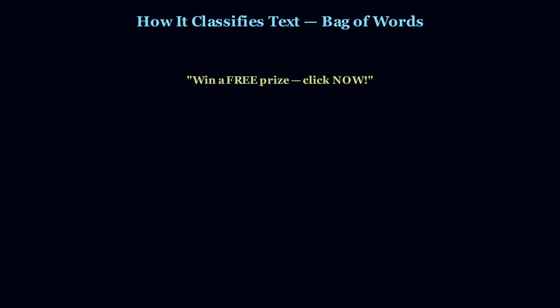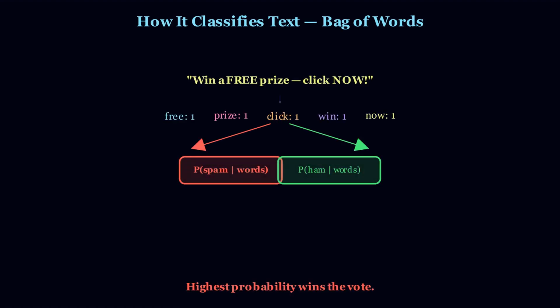So how does this actually turn into a spam filter? Every message becomes a bag of words, just word counts, order thrown away. For each class, naive Bayes learns how often every word tends to appear. A new message shows up, count its words, and multiply their probabilities together. Whichever class comes out more probable wins the vote.